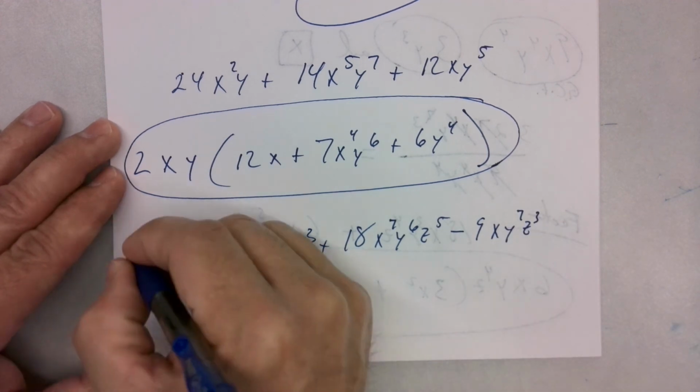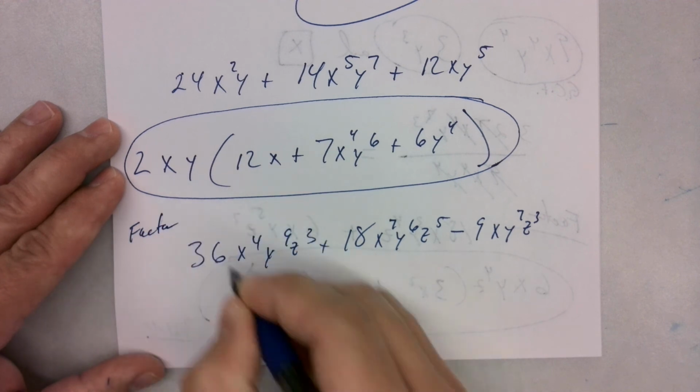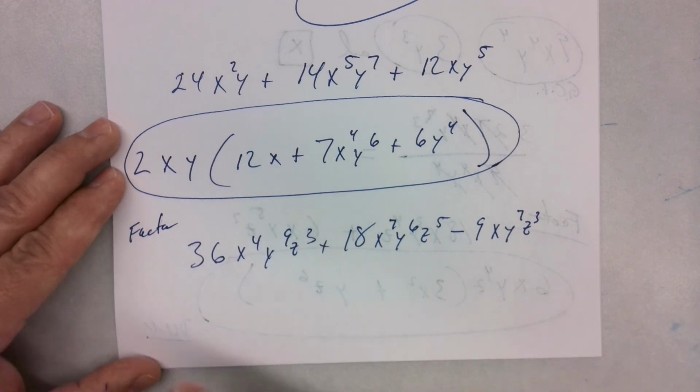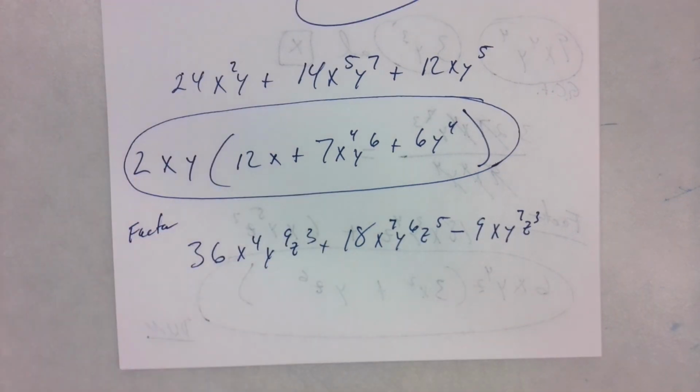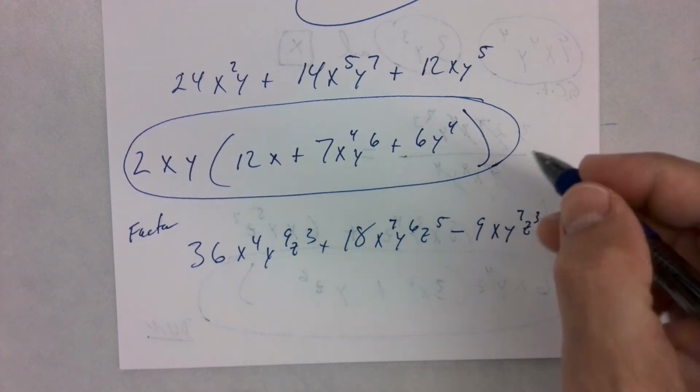Factor that sucker. I want the whole answer, GCF and what's left over. And we need 15 hands in the air before we go on. And please don't forget your number. If you have to write it down, write it down.